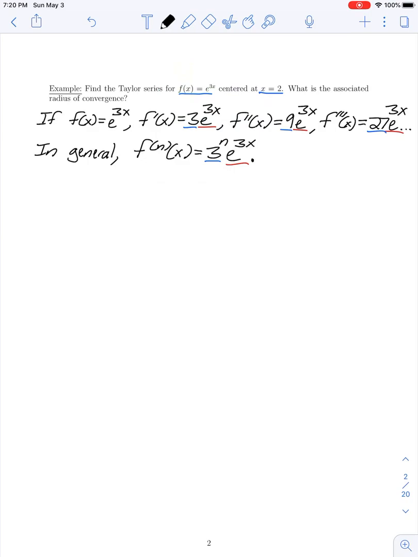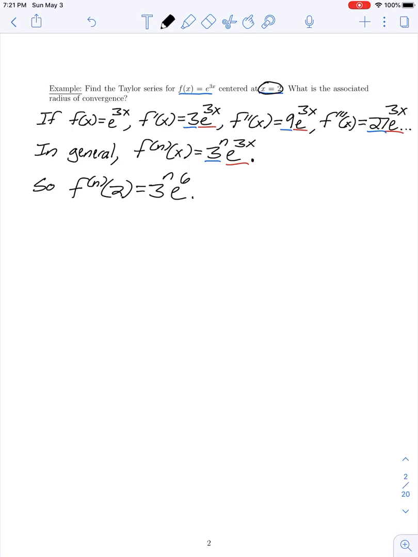Now, once we have an expression for the nth derivative, we're supposed to evaluate it at x equals a. In this example, we were told that our power series was supposed to be centered at x equals 2. So we replace x by 2, and we're left with 3 to the nth power times e to the 3 times 2, or e to the 6th.